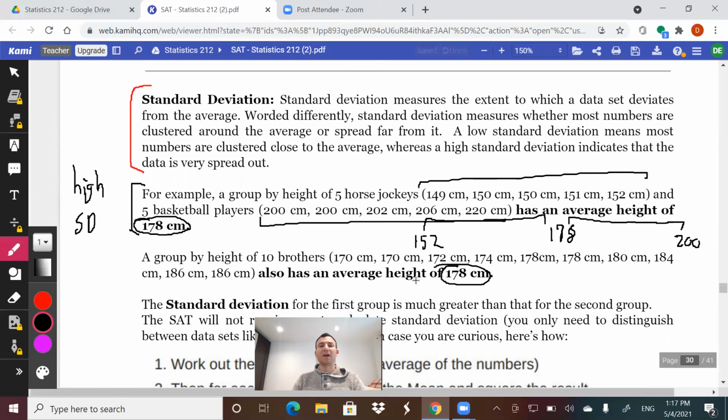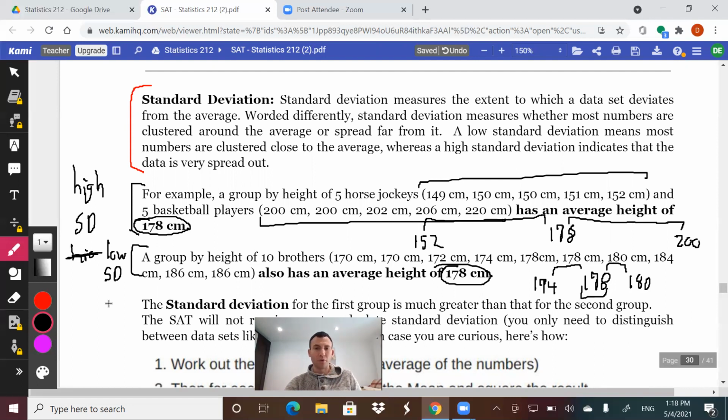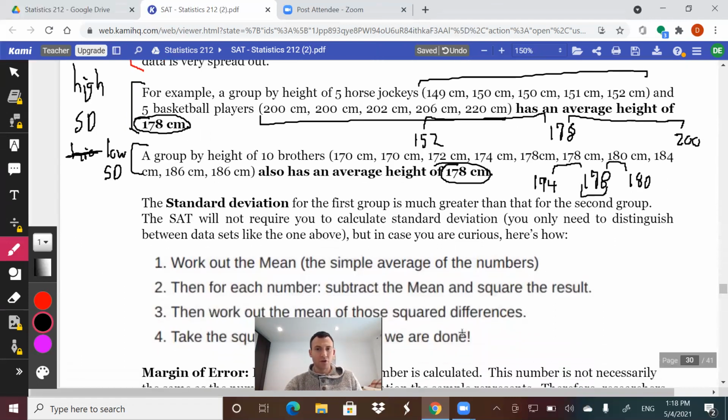So most of these points, although the average is the same for both of these, they both have an average of 178. In this data set, we have 178 as an average, and then we have another 178, and then 174 and 180, and the numbers don't really deviate that much from this average. They're kind of clustered close. So if this has a high standard deviation, this data set by comparison has a low standard deviation. So standard deviation, it's just kind of how spread out your data is from the average. The more spread out, the higher the standard deviation.